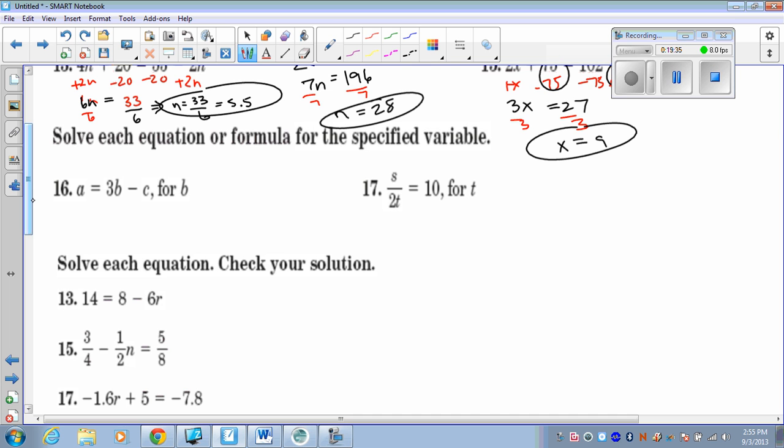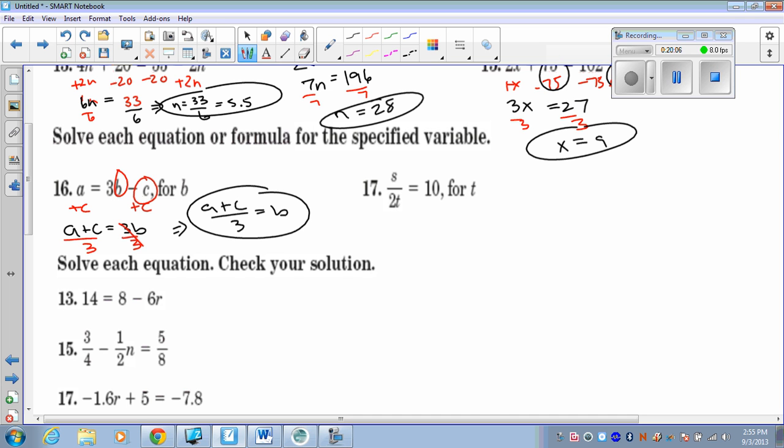This time I need to get b by itself. So here's b and I need to get it alone. First thing I'm going to do is add c to both sides. So I end up with a plus c equals 3b because these now cancel out. Now I need b by itself, so I need to divide by 3. Divide everybody over here by 3. That cancels out, and now I'm left with a plus c over 3 equals b. All right. b is by itself. We solve for b.